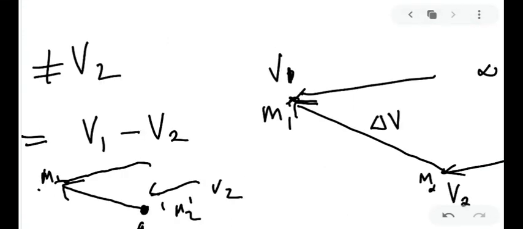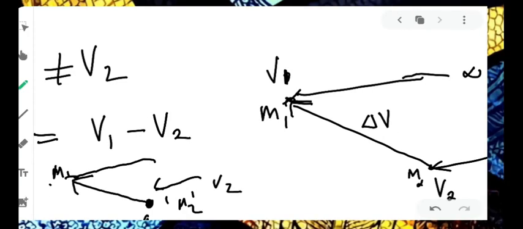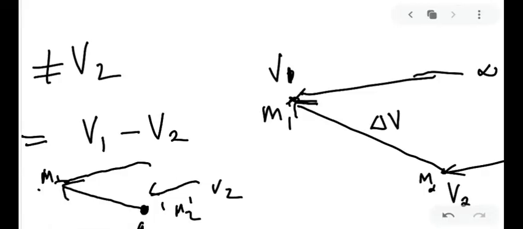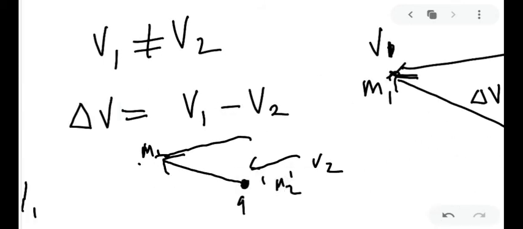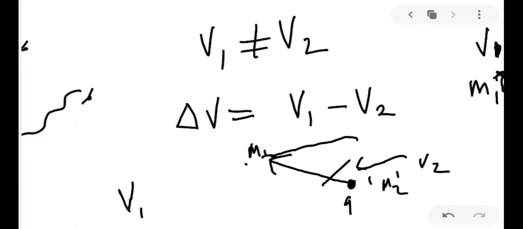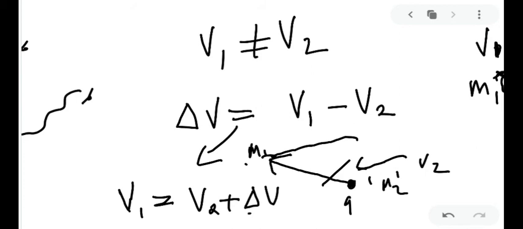The energy required to bring the charge from infinity to M1 would be V1, and that energy is independent of the path, whether you come from this side or this side or that side, it doesn't matter. So from this equation, V1 is V2 plus delta V. So delta V now has some physical meaning.